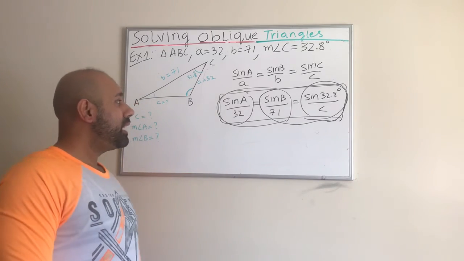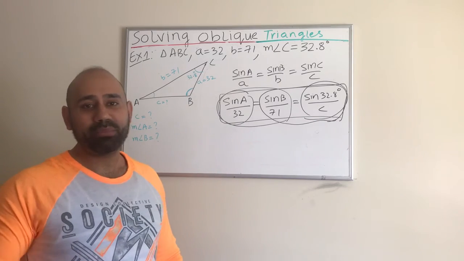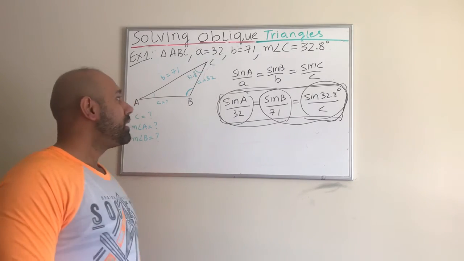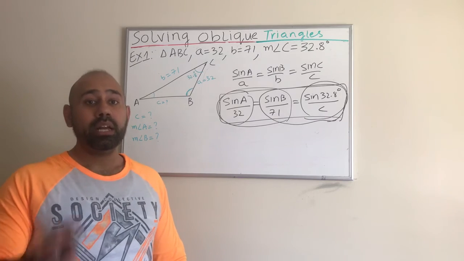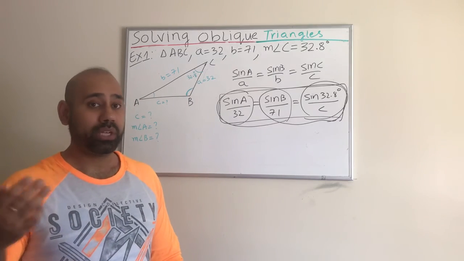So guys, what does that mean? It means that just by using the sine law, one cannot actually solve for any of the missing sides or the missing angles. So sine law does not actually work here. Now, if sine law does not work, then we have to try and see if we can use the cosine law.